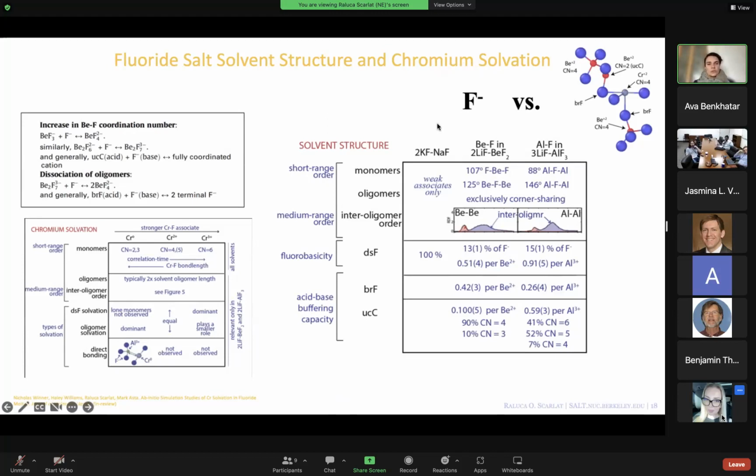And so what we showed is that, in fact, that image of transition metal solvation was a little narrow. There are multiple modalities of solvating the transition metals. One of them being incorporation into the oligomer structure of melts that form oligomers. And we looked at 3 different types of melts: potassium fluoride, sodium fluoride, which doesn't form strong associates, doesn't form oligomers. We looked at beryllium fluoride, lithium fluoride, so Li2BeF4, which forms strong associates between beryllium and fluorine, and which also forms oligomers. And we also looked at a lithium aluminum fluoride melt, which also forms oligomers.